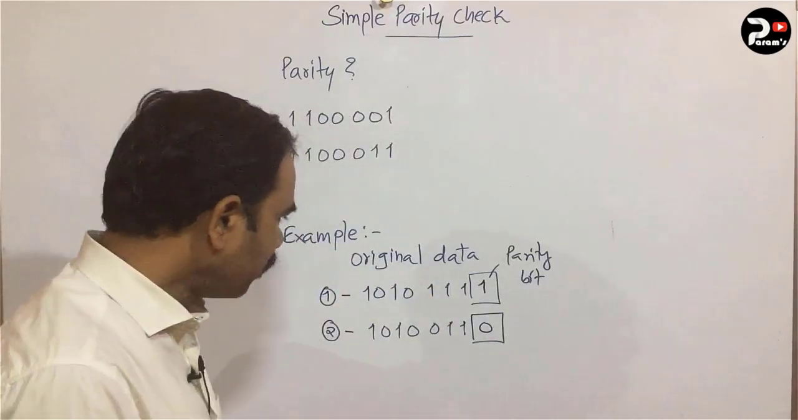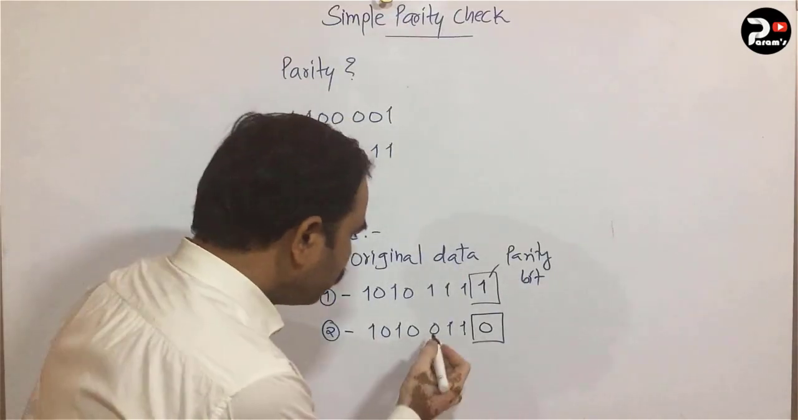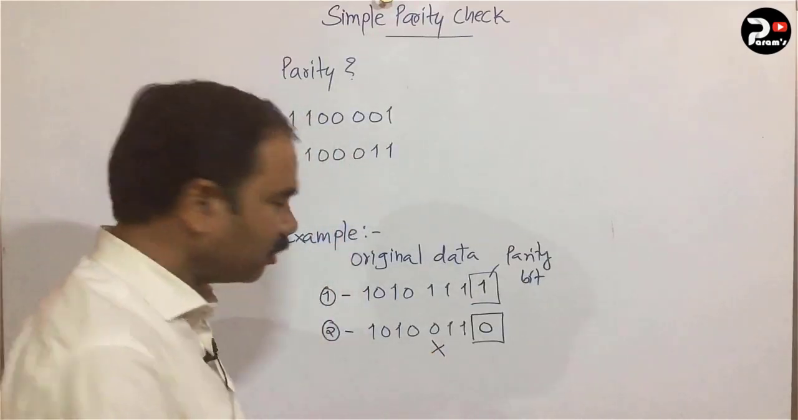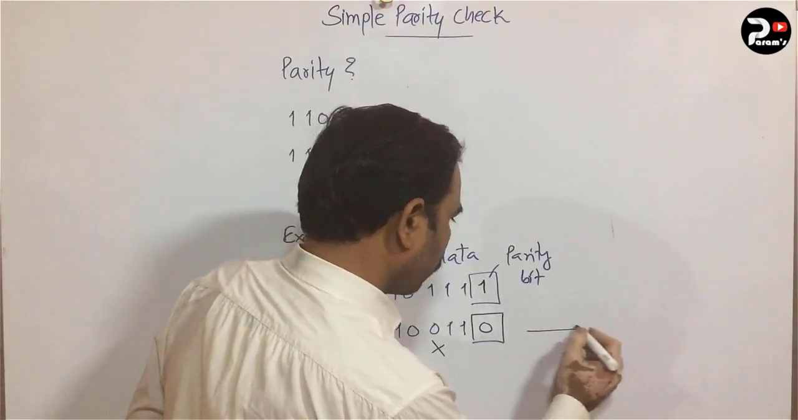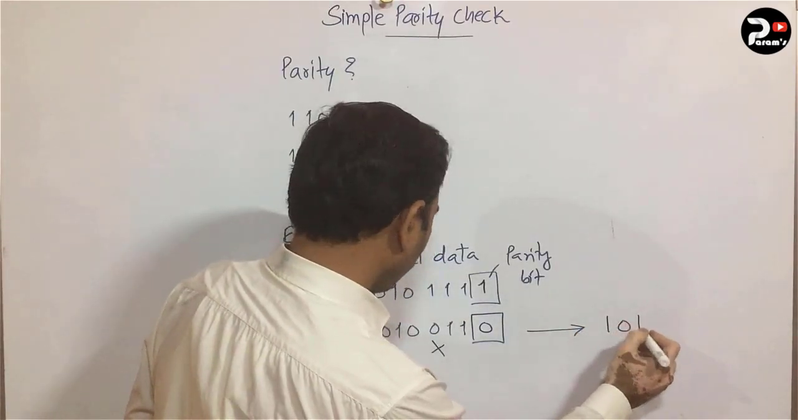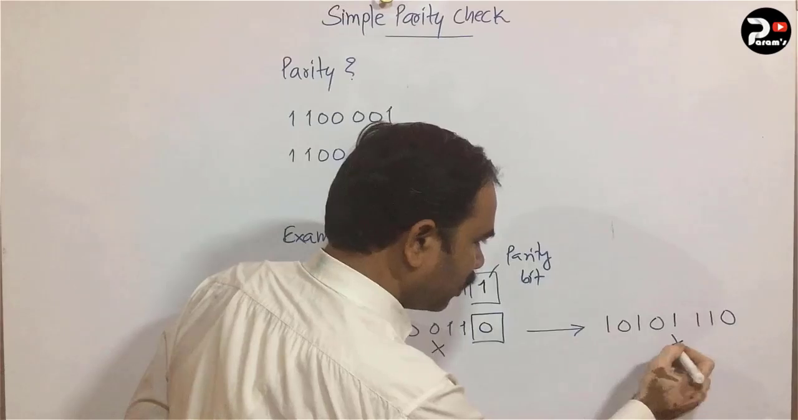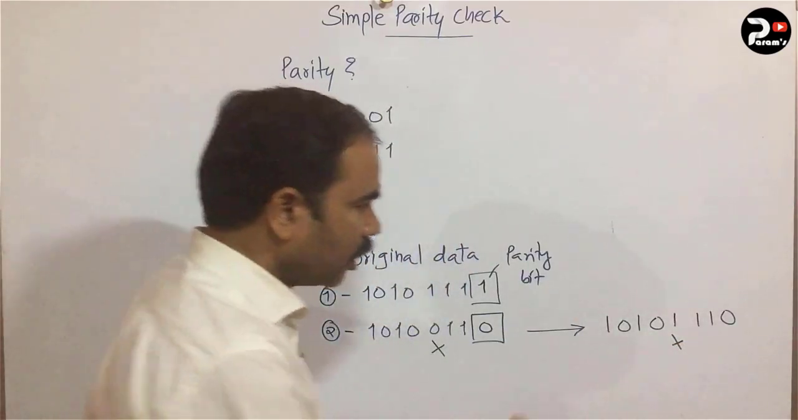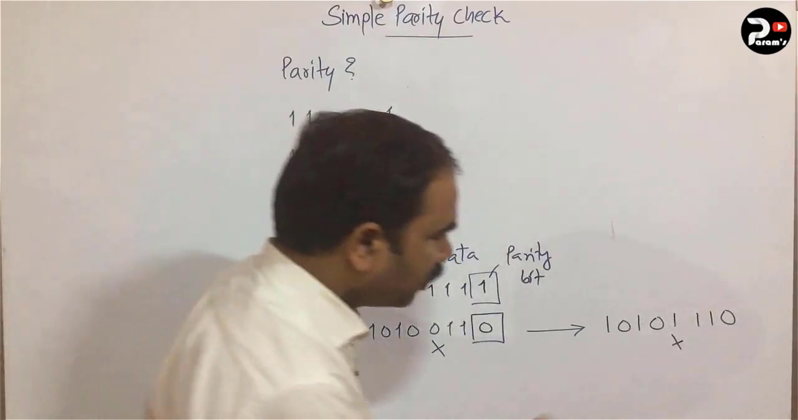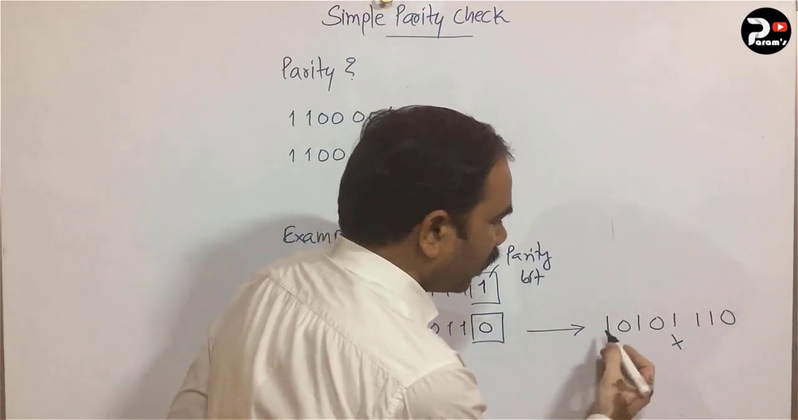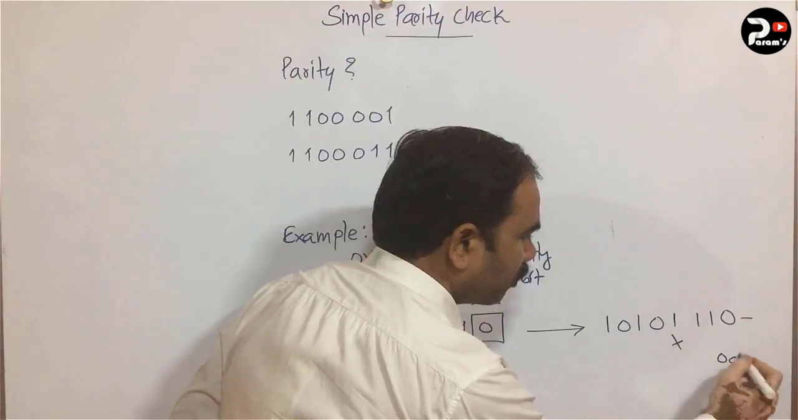For example, if this data unit is sent by the sender, and suppose this bit is changed in the transmission or this bit is corrupted, what will the receiver receive? The receiver will receive 10101110, because this bit is corrupted or changed. Now in this case, when the receiver counts the number of ones in the received data, there are 5 ones, and as 5 is an odd number, the parity of this data unit is odd parity.